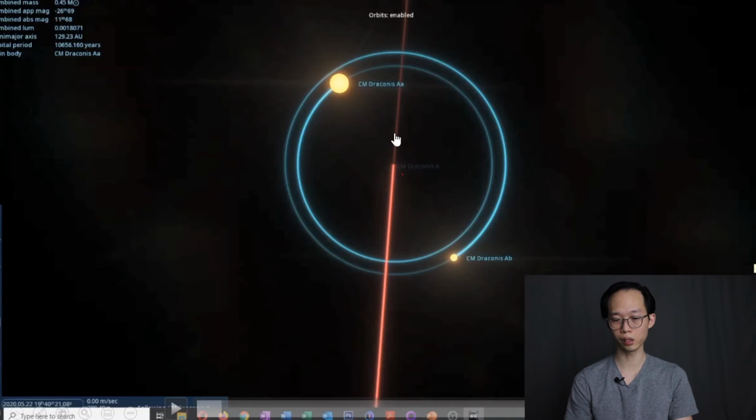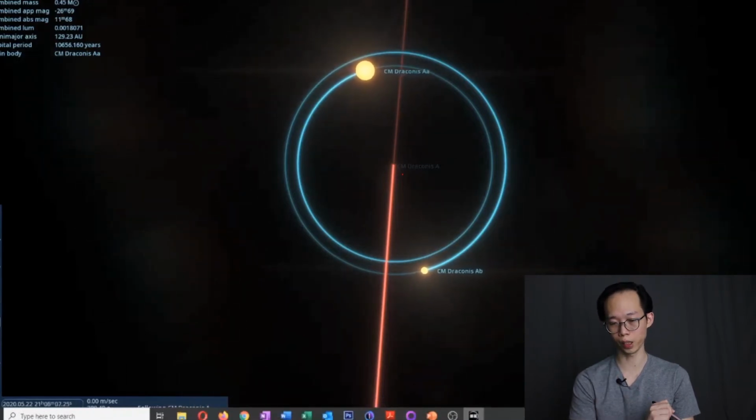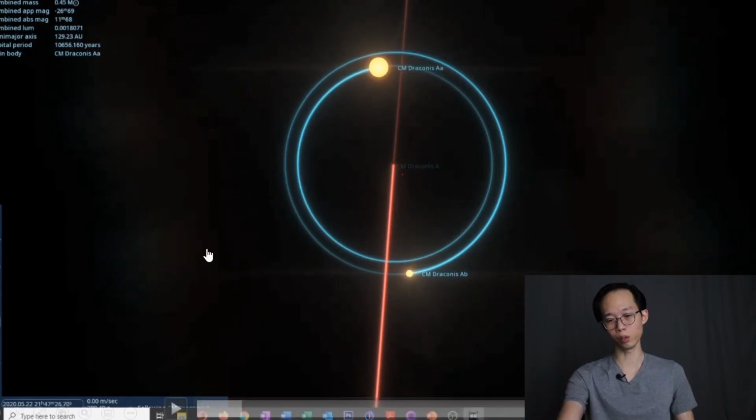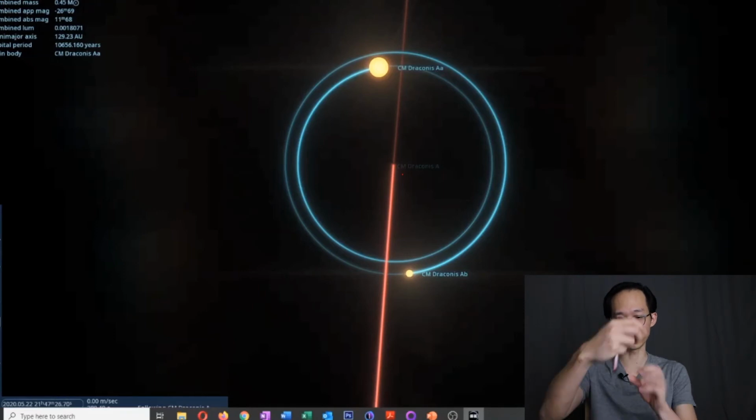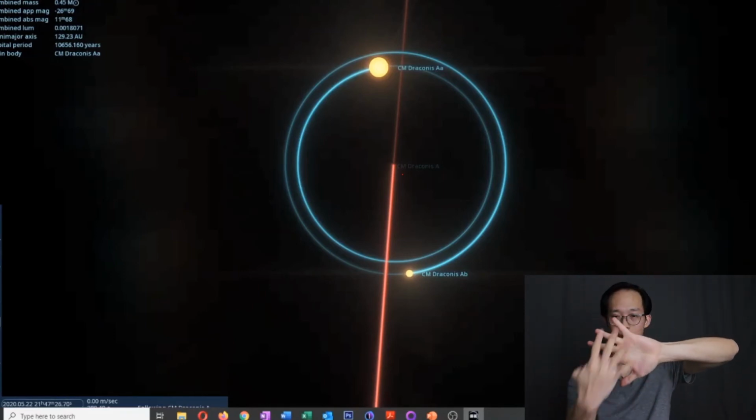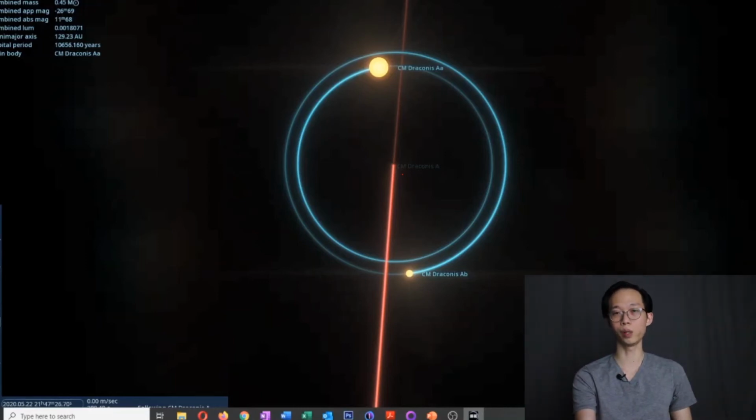This view that we see here is the view that you will get if our line of sight was perpendicular to the plane of orbits. What is meant by plane of orbits? When you are looking at these two stars orbiting each other like this, they are orbiting in this plane that is perpendicular to my line of sight. This is what is meant by perpendicular to the plane of orbits.